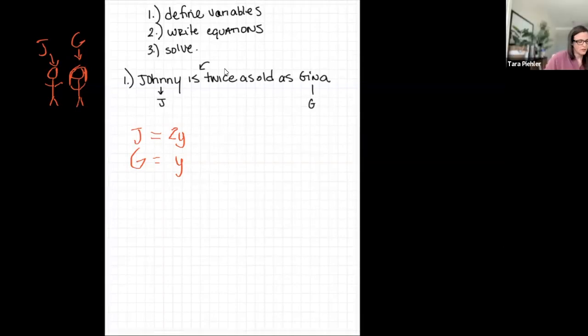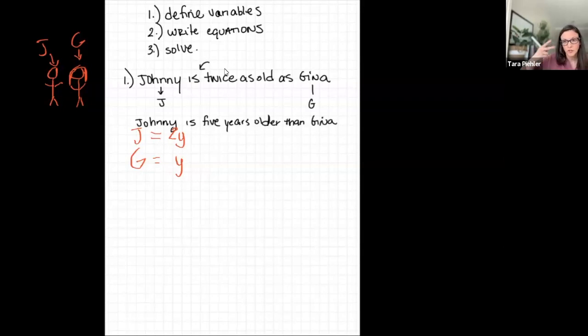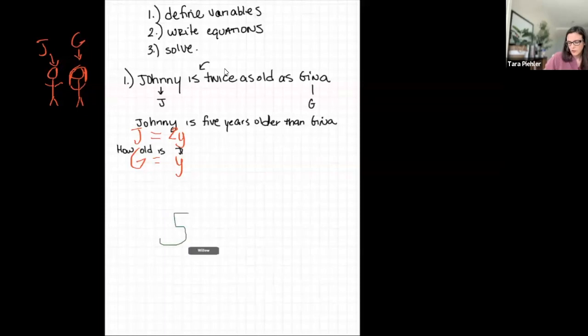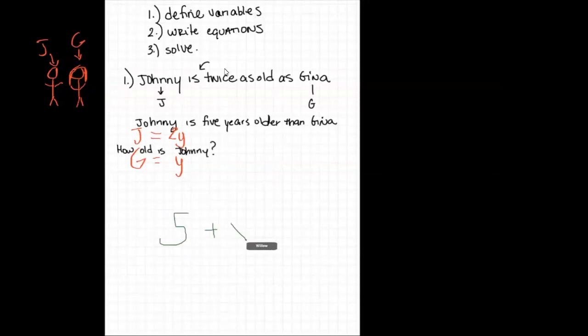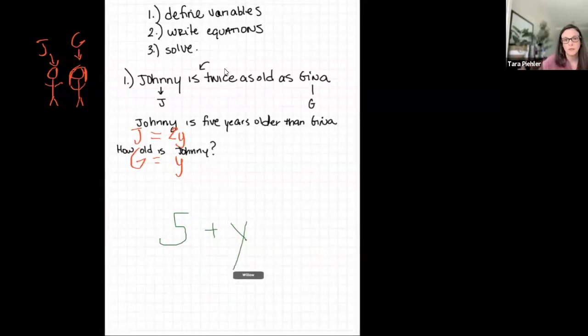All right, so we got this. Now there's a second part to this equation. The second part is, well, Johnny is also 5 years older than Gina. So this is our 2 linear equations. I want to know how old Johnny is. Both of these need to be true. Yep, very good, Grace.